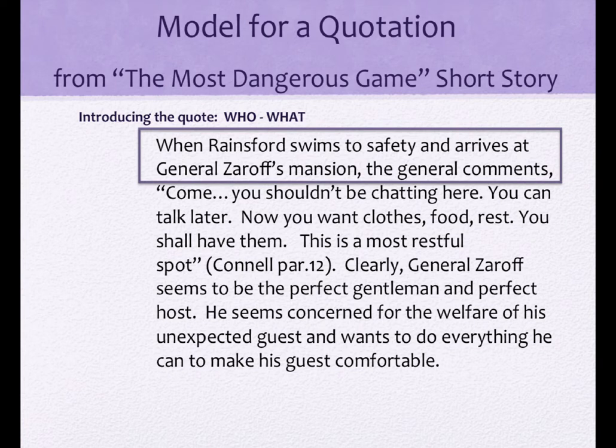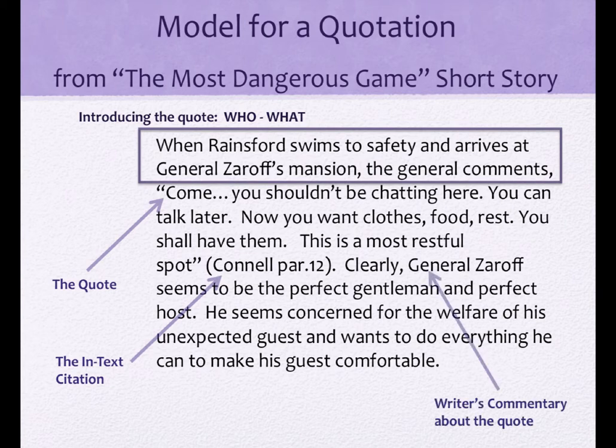You have the introduction of the quote. Who are we talking about? What's going on? The quote, in quotation marks. The in-text citation with the end mark after the parentheses. And then the writer's commentary about the quote.